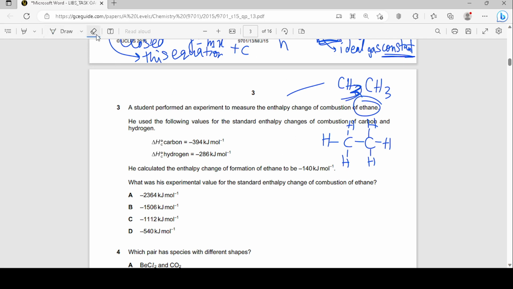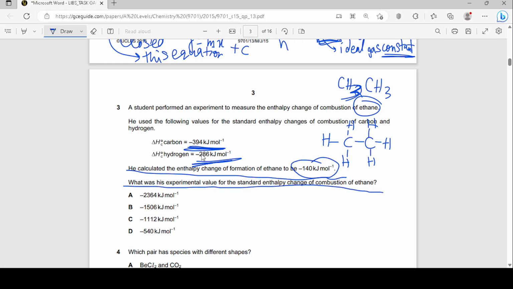Anyways, a student performed an experiment to measure the enthalpy of combustion of ethane. He used the following values for the standard enthalpy changes of combustion of carbon and hydrogen. Enthalpy change of combustion of carbon equals minus 394 kilojoules per mole. Enthalpy change of combustion of hydrogen equals minus 286 kilojoules per mole. He calculated the enthalpy change of formation of ethane to be minus 140 kilojoules per mole. What was his experimental value for the standard enthalpy change of combustion of ethane?